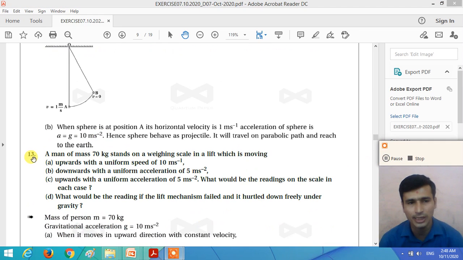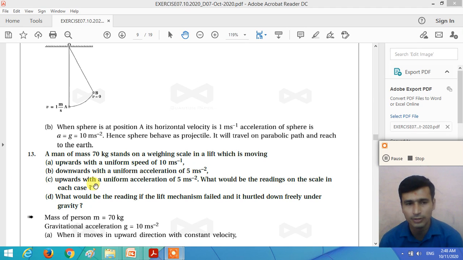Now question number 13, important for JEE and NEET also. A man of mass 70 kg stands on a weighing scale in a lift which is moving upward with the uniform speed of 10 meter per second, downward with the uniform acceleration 5 meter per second squared, and upward with the uniform acceleration 5 meter per second squared. What would be the reading on the scale in each case?